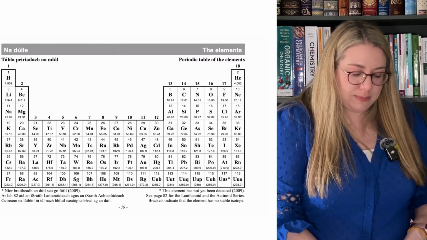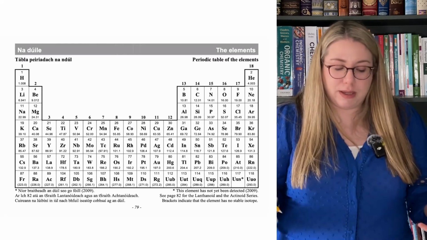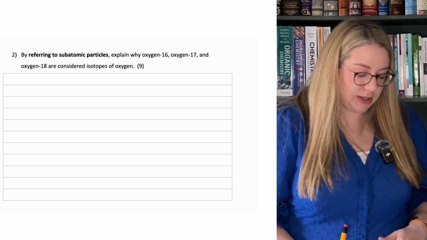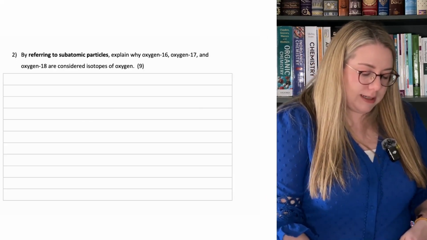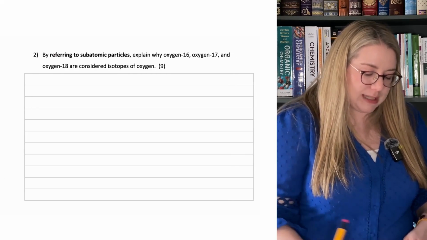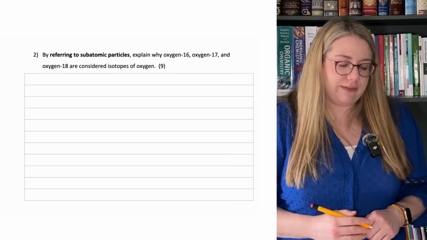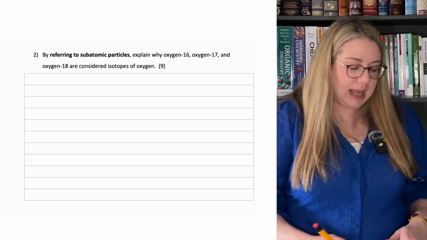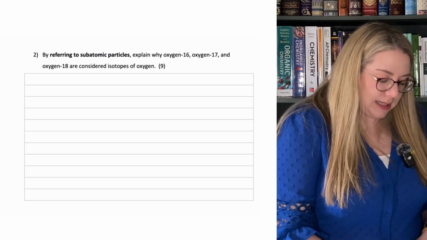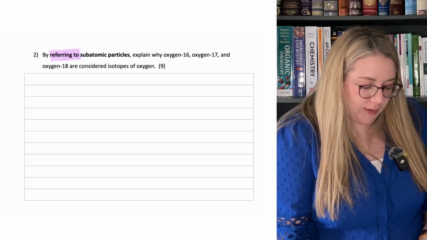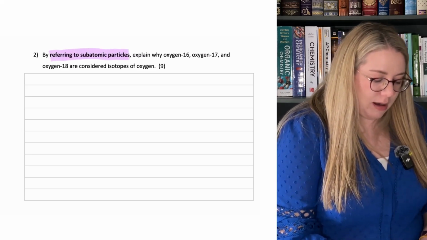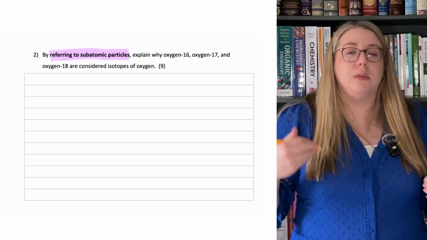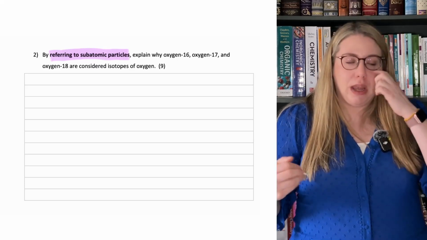Now, on the next page, I just have a picture of a periodic table. That's actually for my next question. By referring to subatomic particles, explain why oxygen 16, 17, and 18 are considered isotopes of oxygen. Now here, as soon as you see this phrase, by referring to subatomic particles, alarm bells should start ringing straight away because that is what I would call a trap question.